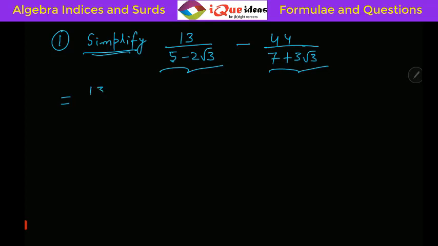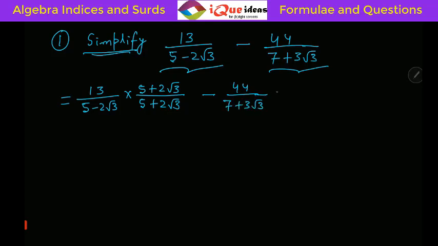We write the first one, that is 13 divided by 5 minus 2 root 3. Now for rationalization, we only have to look at the denominator. So here the denominator is 5 minus 2 root 3. The conjugate will be 5 plus 2 root 3. So just multiply by 5 plus 2 root 3 in numerator as well as denominator. Right? Similarly in the second one, it is 44 divided by 7 plus 3 root 3. So the conjugate of 7 plus 3 root 3 will be 7 minus 3 root 3. So just multiply by 7 minus 3 root 3 in denominator and numerator both.